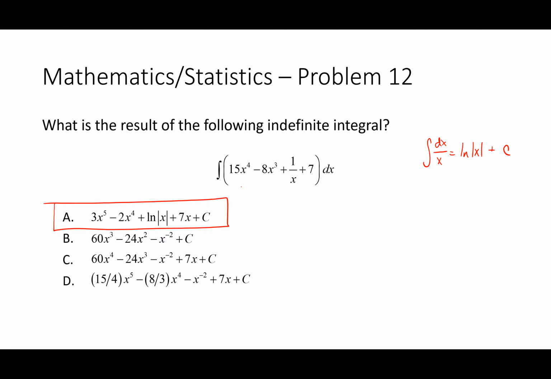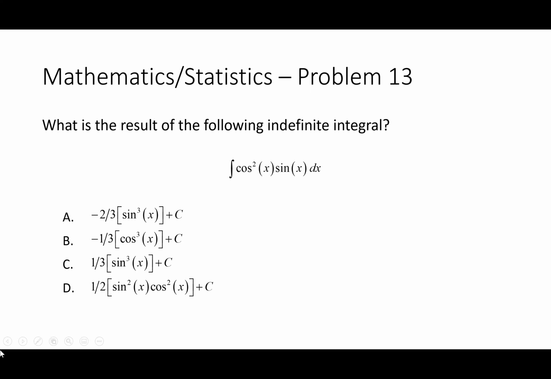Now, you can follow it along and say, okay, that's going to be 15 times x to the 5th over 5. That's going to be x to the 4th over 4. Natural log of x plus 7x plus c. You can evaluate it, and you'll see you'll get the same answer. But again, always view your choices.